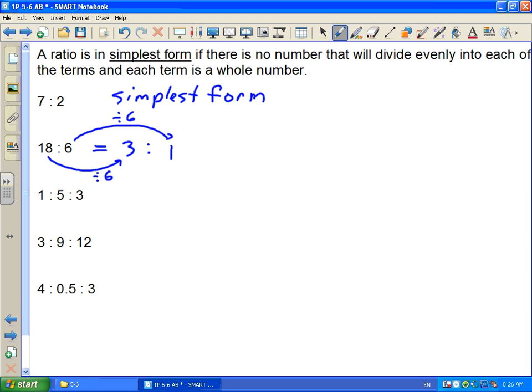The next 3 are all slightly different ratios because they have 3 terms in them. Here, in a 3-term ratio, we're comparing 3 numbers to each other. So 1 to 5 to 3. We can put them in simplest form the exact same way. We just have to do the same thing to each of the terms. So 1 to 5 to 3, no number divides evenly into all 3 of those. So this is already in simplest form. So we'll just say simplest form.